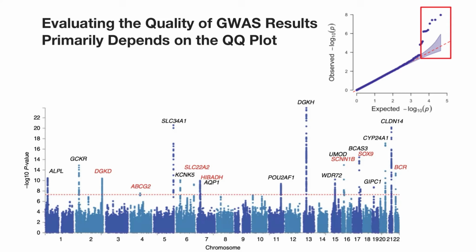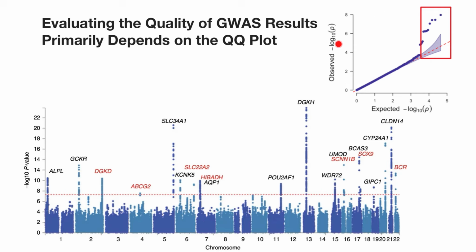My previous 3 videos were about Manhattan plot. This is what you see here. But today we are going to talk about this plot which you see here in the right top corner, which is called QQ plot. So today we are going to talk about evaluating the quality of the genome-wide association study results, primarily depending on the QQ plot, which you see here.